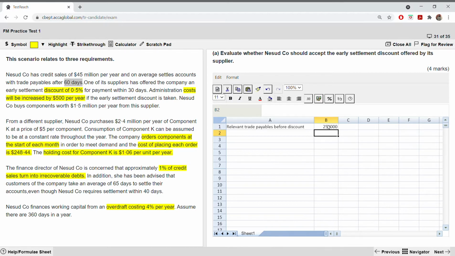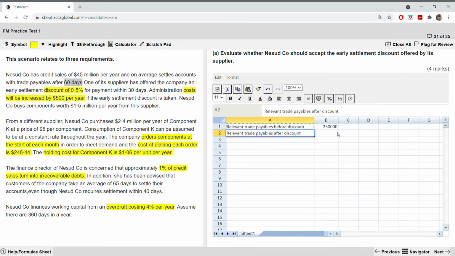So 250,000. So whatever the dollar you have to add, the currency you have to add, that you can do it later at the end. Okay. Final answer. But for working, let's keep it as 250,000. That means it is $250,000. Next, relevant trade payables after discount. So what I'm going to do is copy paste this. Rather than writing the whole thing again and wasting time, I'm going to copy this and just change this word. I will change before to after.